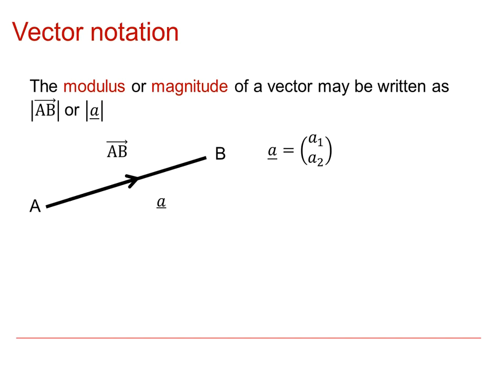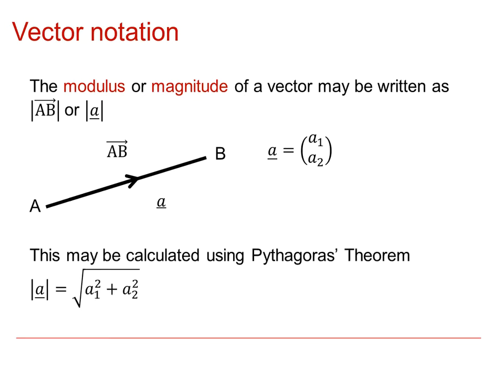The length of a vector is known as its magnitude or modulus, and the symbol for that is to use 2 straight lines around the vector, so mod A or mod of AB. And we can find that by using Pythagoras' theorem, which tells us that the length of A will be equal to the square root of A1 squared plus A2 squared. So on the diagram we've got the 2 lengths here, A1 in the x direction, A2 in the y direction, and it's a right angle triangle, so Pythagoras' theorem is used.